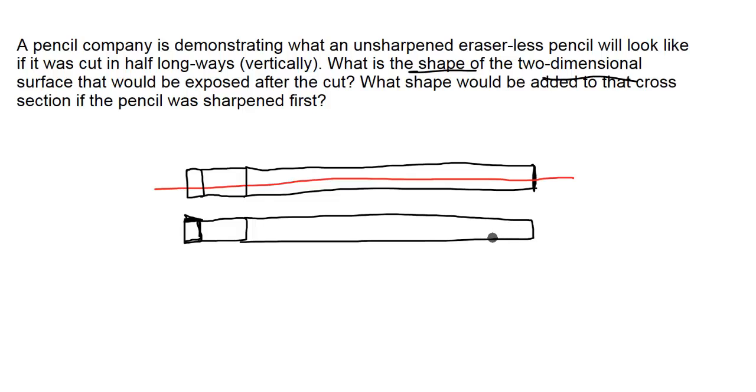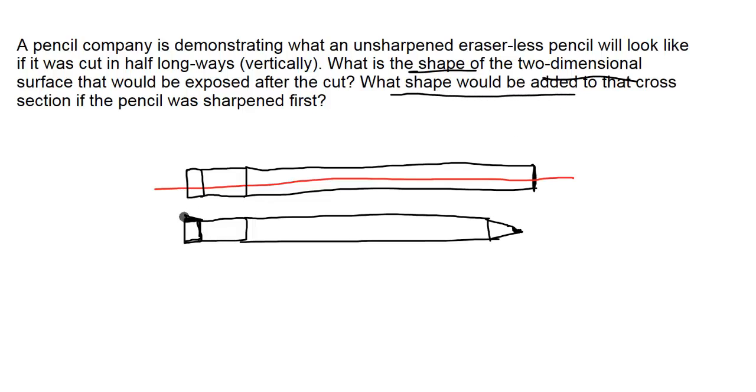And then it's saying that we want it to be sharpened. So imagine that this part right here is going to be sharpened. So it comes to a point that's going to be my lead. And then I could get rid of this part here. And that's the lead part. So that's going to be a sharpened pencil. And it's saying what shape would be added.